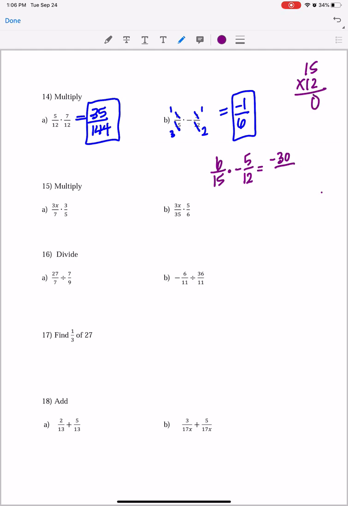We get 10, carry the 1, 2 plus the 1 is 3. 1 and that is 5. 1 and 1. So 180.